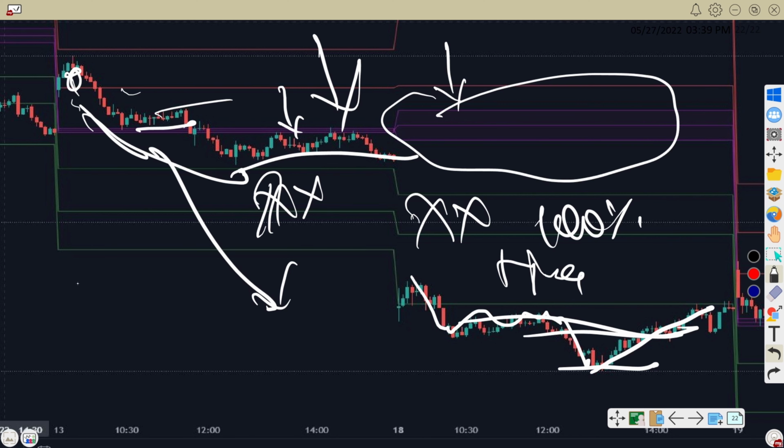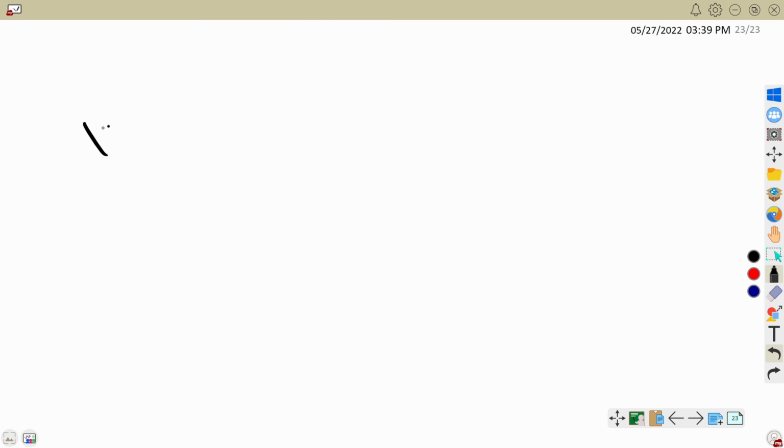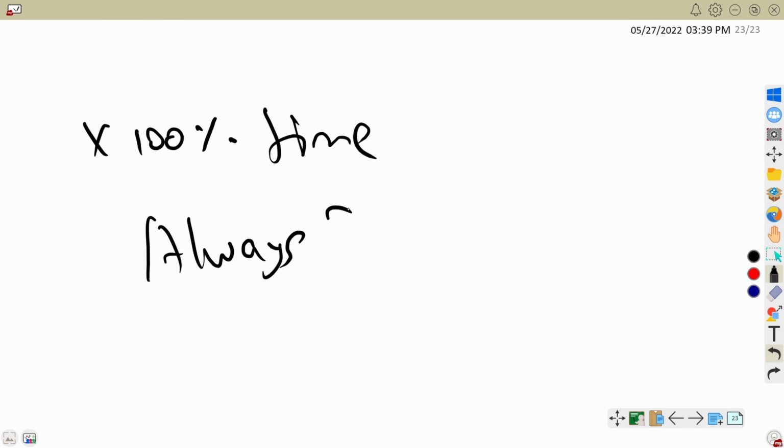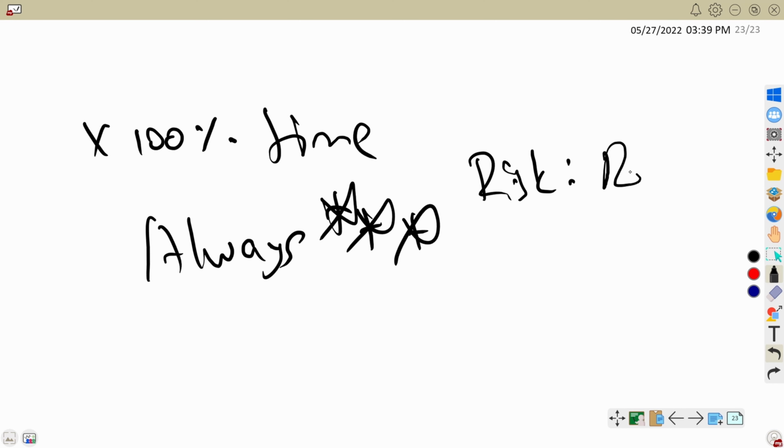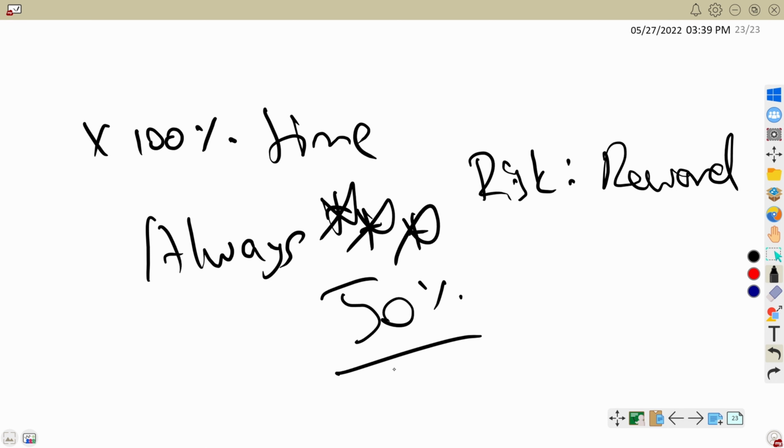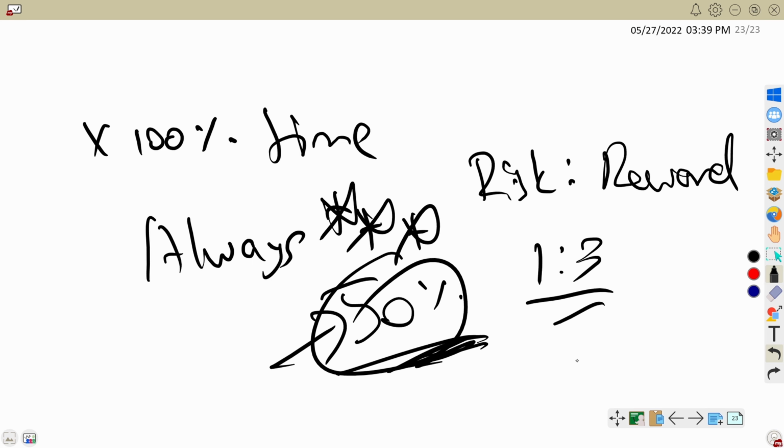So in this next slide, nothing works 100% of the time. So always the most important thing in trading is risk to reward. Even if 50% of the time it works out, that is enough. If you have a risk to reward of, let's say, 1:3, and 50% of the time it works out, you'll be making a lot of money.